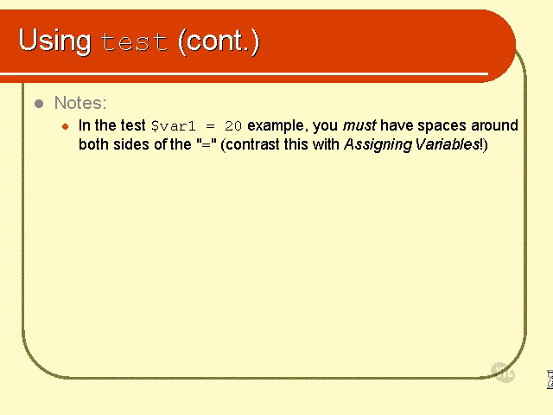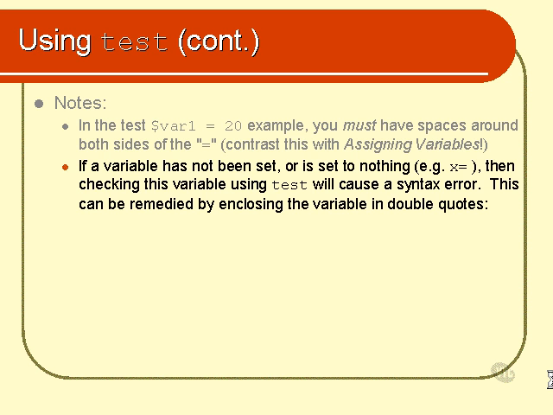And the second note is that if the variable has actually not been set at all, or has been set to nothing, in other words, you might just type in x equals and then just press enter on the command line, which will set the value of x to nothing at all, then if you actually use that variable with test in some sort of comparison, you'll get a syntax error. Let me show you a demonstration of that before I show you how you can actually fix it.